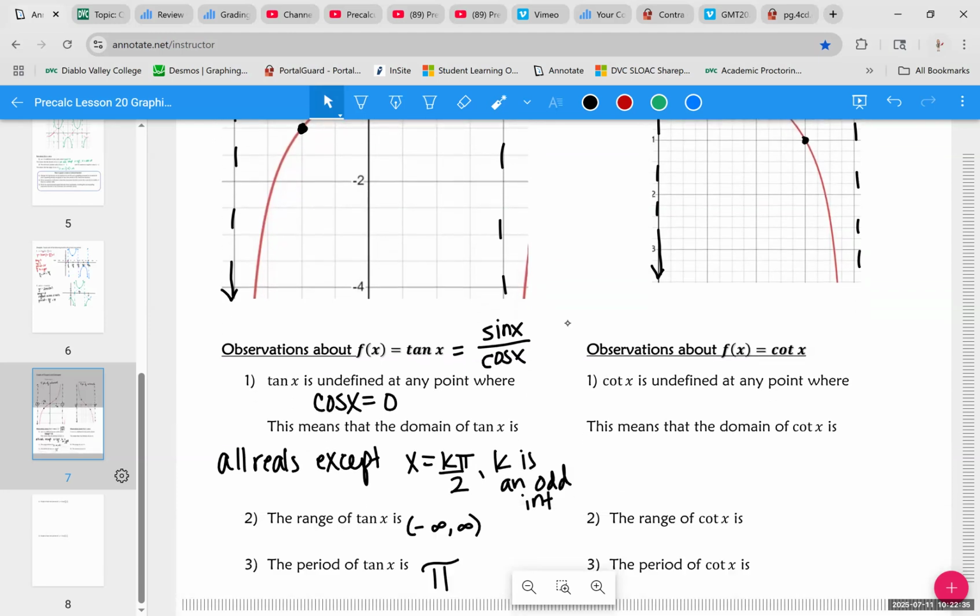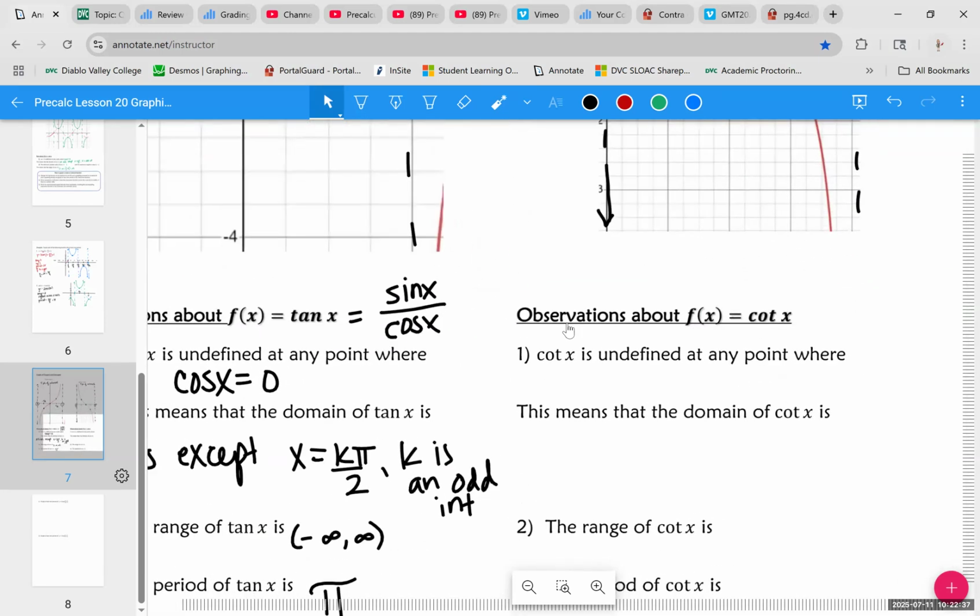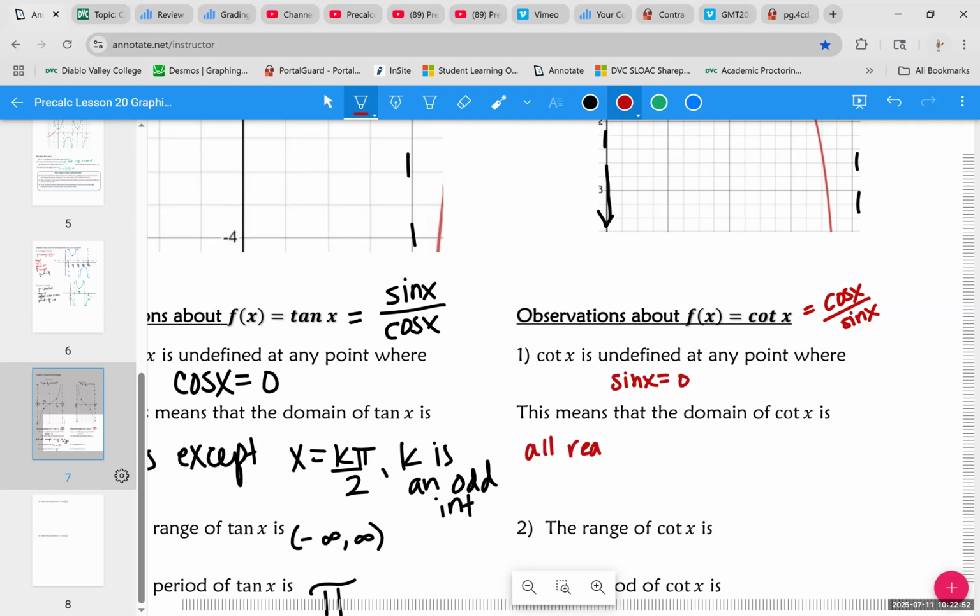Okay, and a couple of observations. If tangent is sine over cosine, then cotangent is cosine over sine. So that means it's undefined anywhere where sine x equals 0. And that gives us a domain of all reals except where x equals k pi. K is any integer in this case: 1, 2, 3, 4, 0 even.